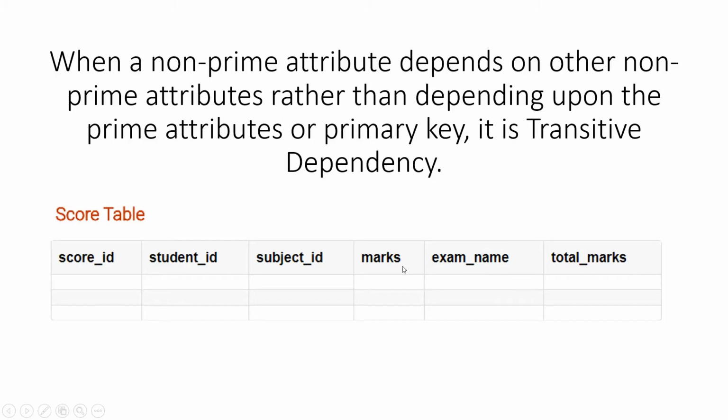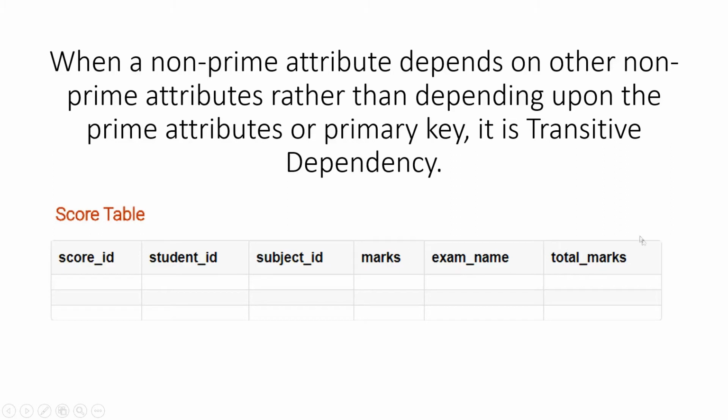And the primary key for our score table is a composite key, which means it's made up of two attributes or columns called student ID and subject ID. Our new column, exam name, depends on both student ID and subject ID. For example, a mechanical engineering student will have a workshop exam, but a computer science student won't. And for some subjects you have practical exams and for some you don't. So we can say that exam name is dependent on both student ID and subject ID.